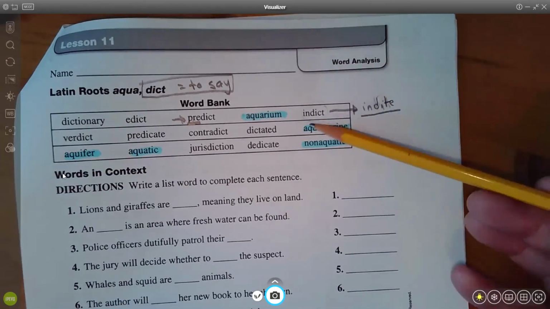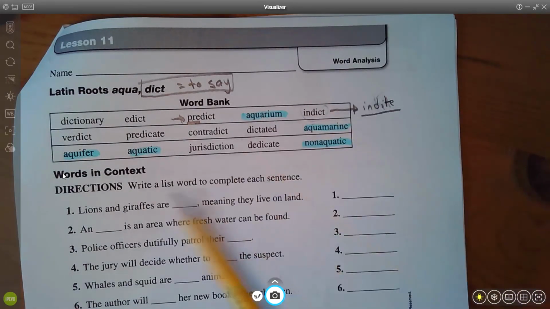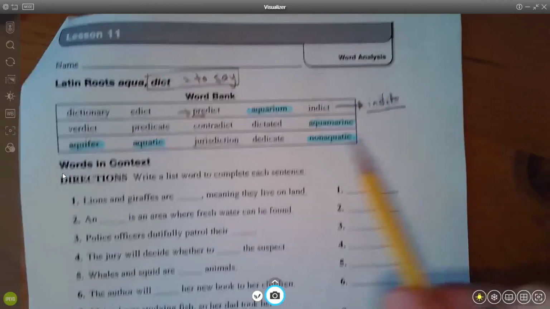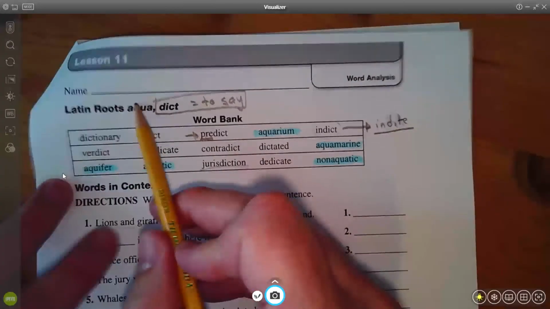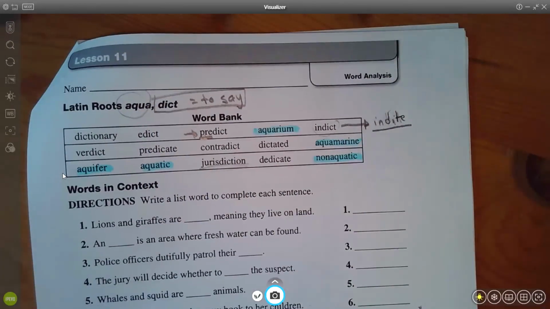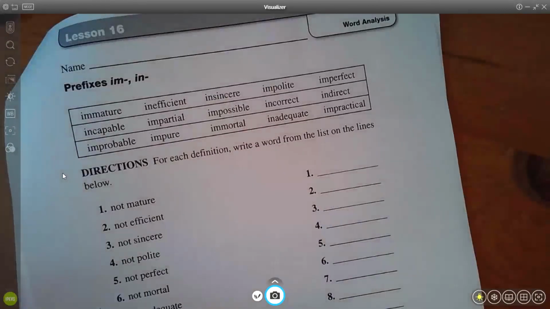I won't go through this all the way through. You're welcome to use a dictionary. You're welcome to use your phones. You're welcome to use this computer you're looking at right now to find out the definitions of these words so you can fit them into these sentences. But just know, aqua having to do with water and dict having to do with to say. And the last one is a prefix page, but boy, it seems pretty easy, right?